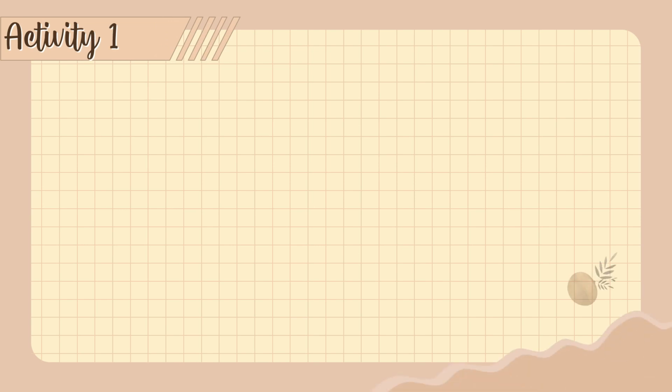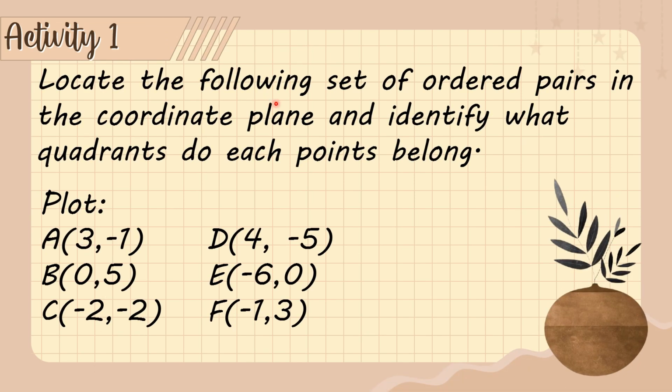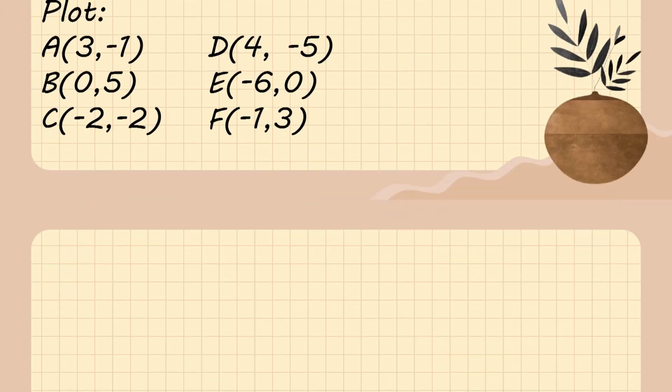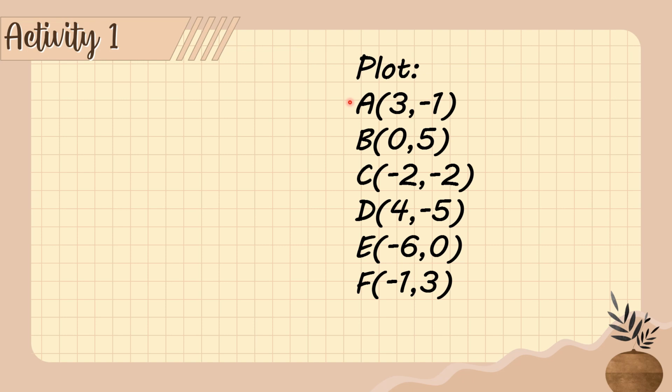Now let's have activity 1. Locate the following set of ordered pairs in the coordinate plane and identify what quadrant each point belongs to. We have here A, where x is 3 and y is negative 1. So we have the ordered pairs A, B, C, D, E, and F. We need to plot 6 points on our Cartesian coordinate plane. Now let's continue activity 1. We are going to plot all these ordered pairs.